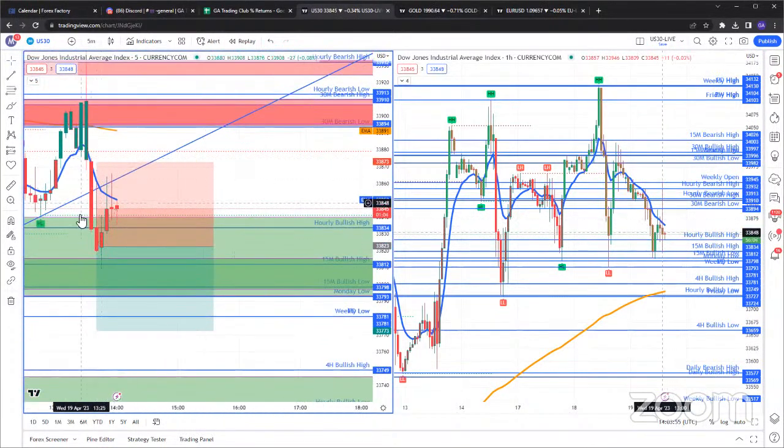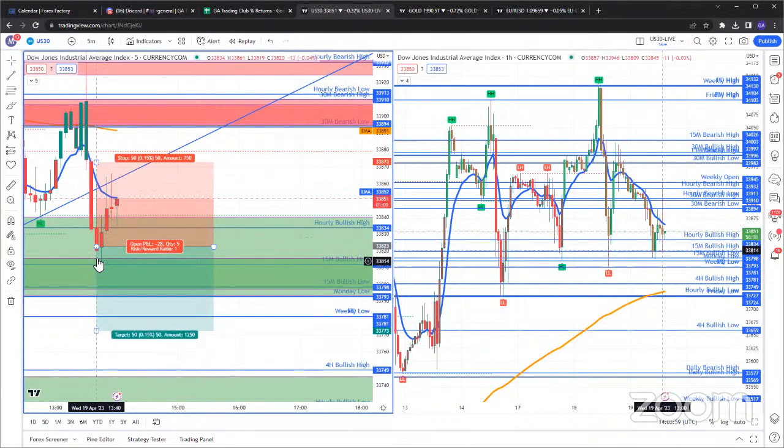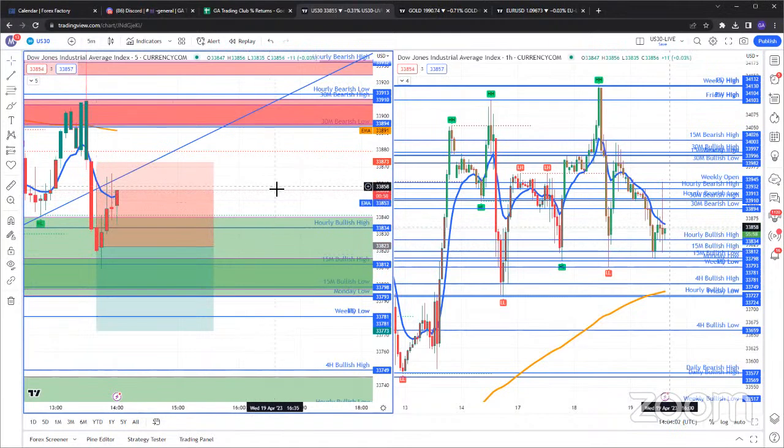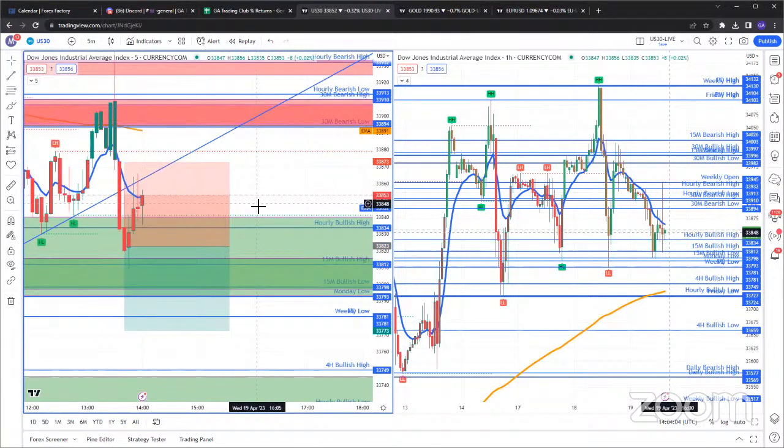Why? Because we had closure below an established trend line, retest, and closure below the established trend line. So that trade was valid as is. However, as much as that trade is valid, you need to ask yourself, where is the most optimal point I can enter this trade? Same thing with the signals.